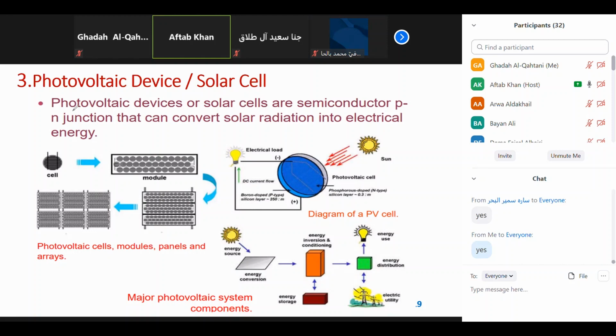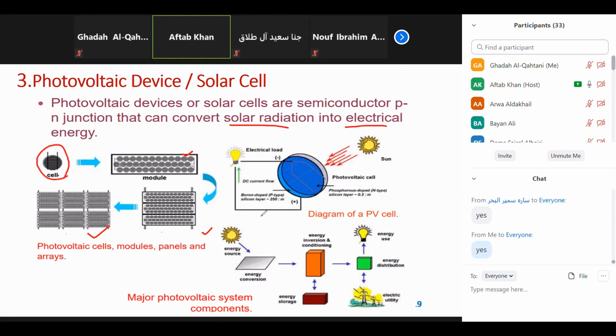So how it works basically: photodiode devices or solar cells are semiconductor PN junctions that can convert solar radiation to electrical energy. This is a single cell, girls, which can sense the presence of light, and this is a module. There are many cells there. Then these are called panels. Then we have arrays, and these arrays are integrated over the roof, or even in window glasses.